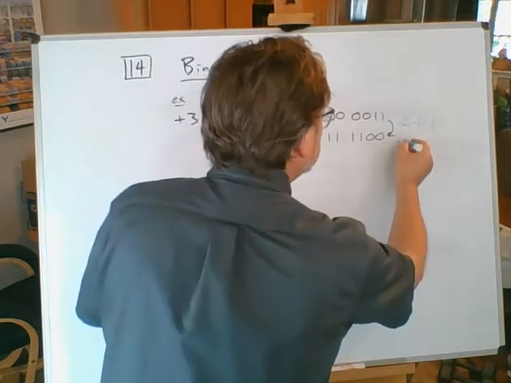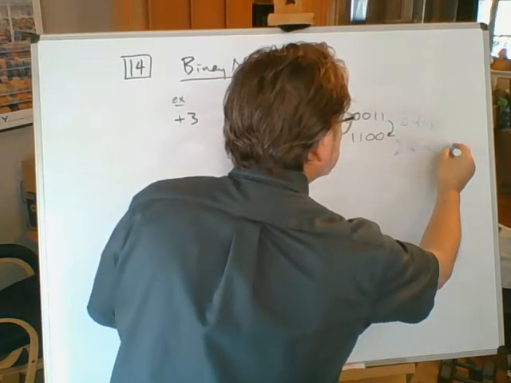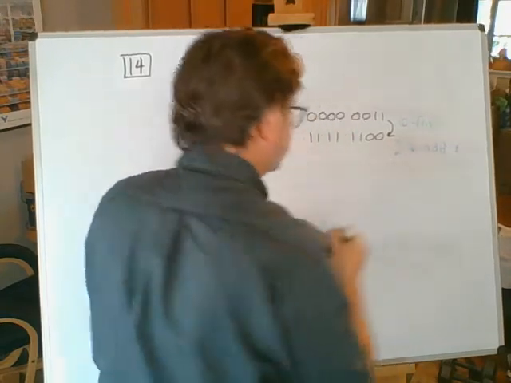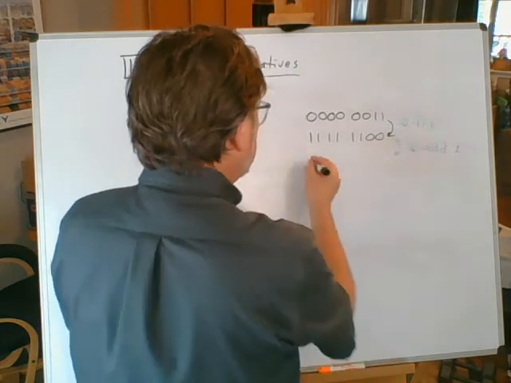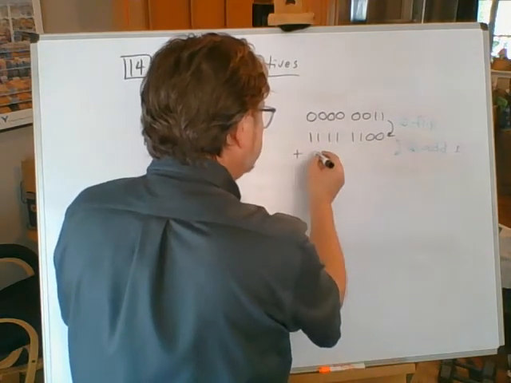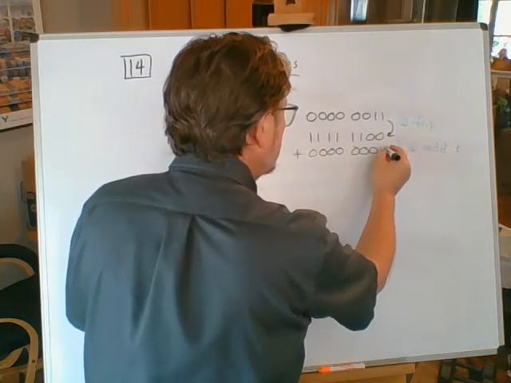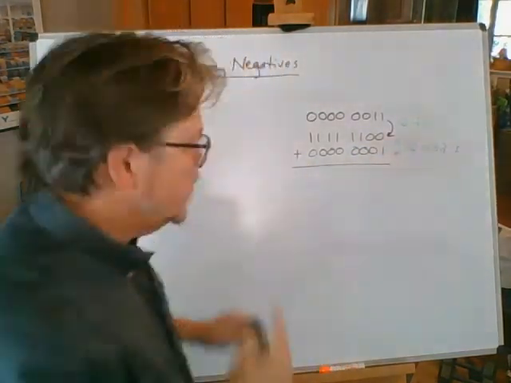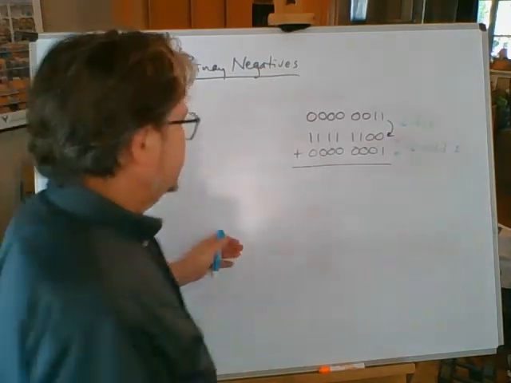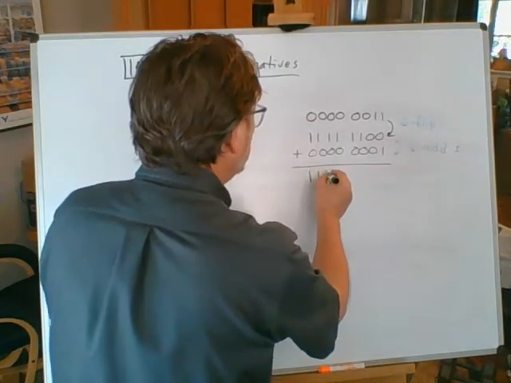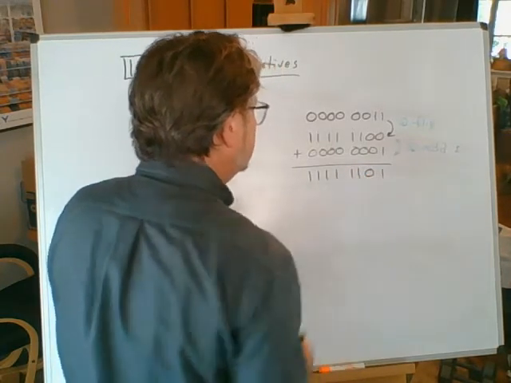Stage 2, add 1. There's flip. Now I got to do an addition. I take the flipped version and add 0, 0, 0, 0, 0, 0, 0, 1. Add 1 to whatever the flipped version of your original number is. Now what do we get? We get 1, 1, 1, 1, 1, 1, 0, 1.